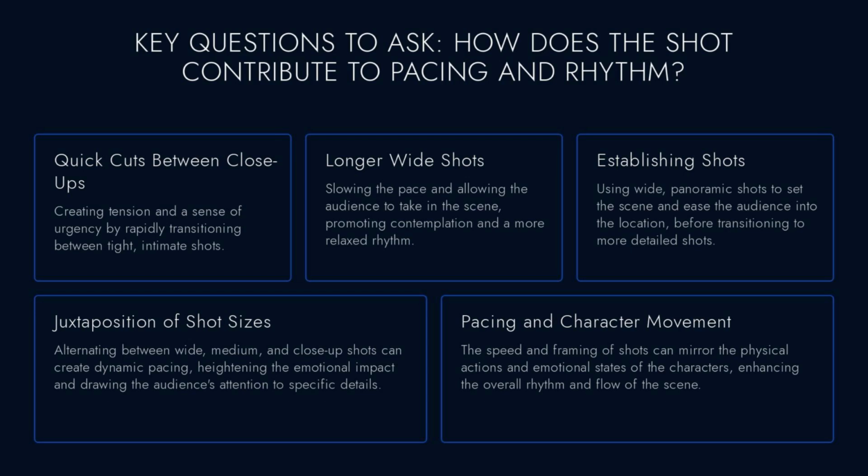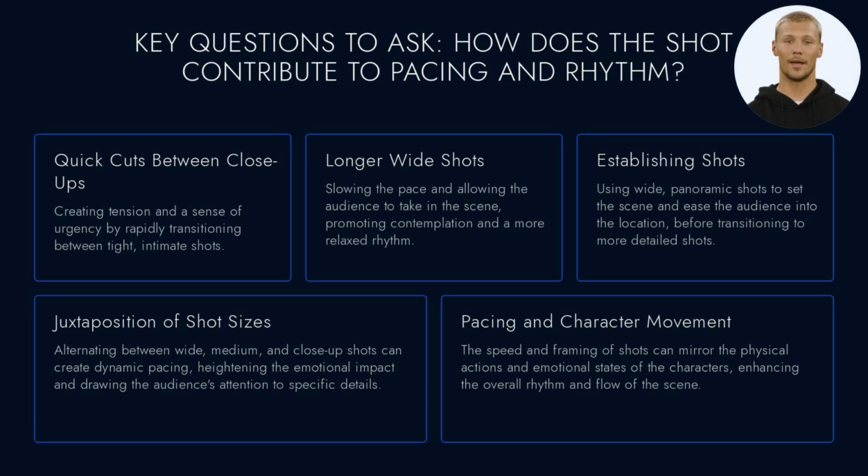One important aspect of filmmaking is understanding how individual shots come together to form a cohesive narrative. Each shot you choose, frame by frame, builds the story you are telling. Remember, while each shot is important on its own, the magic happens when you combine these shots into a fluid sequence. The key question, how does the shot contribute to pacing and rhythm? Every shot you choose affects the pacing and rhythm of your film. Quick cuts between close-ups can create tension and urgency, while longer wide shots can slow the pace and allow the audience to contemplate the scene. This is crucial in guiding the viewer's emotional response.